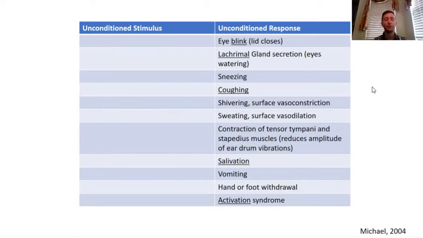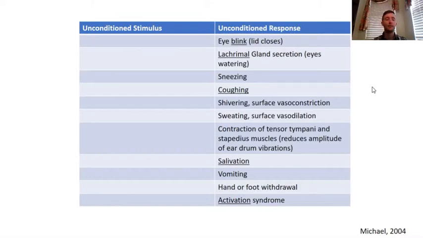The contraction of the tensor tympani and stapedius muscles produces a reduction in the amplitude of eardrum vibration, so you can think of that as just contraction of muscles in the eardrum. And then salivation, vomiting, the withdrawal of the hand or foot, and then an activation syndrome.